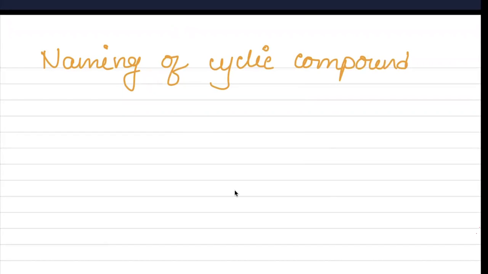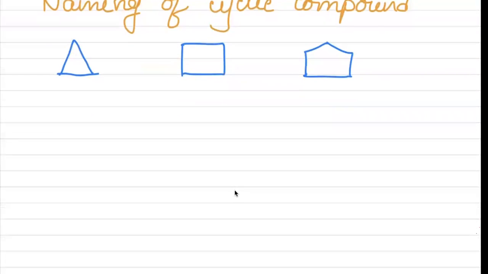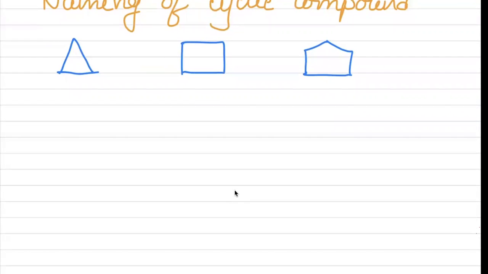Okay, so suppose the compound is like this, or this, or this. For the first compound, three carbons are there, see, 1, 2, 3. So its name will be cyclopropane.